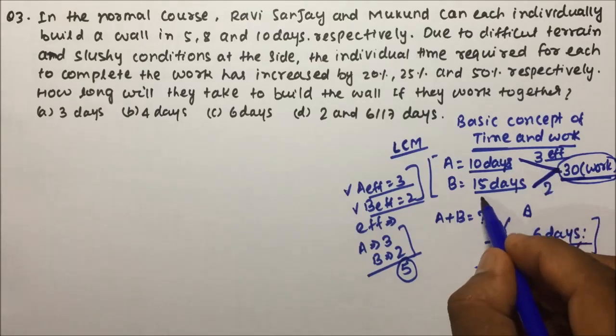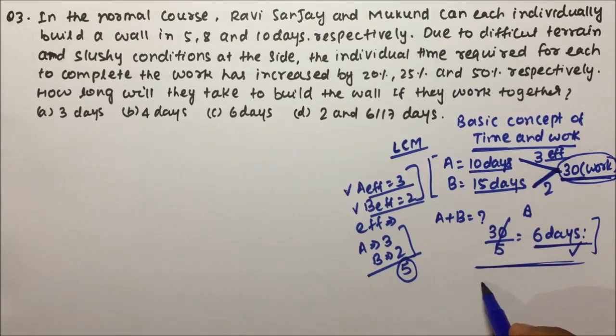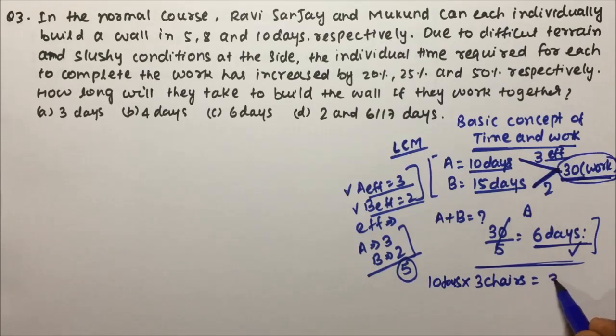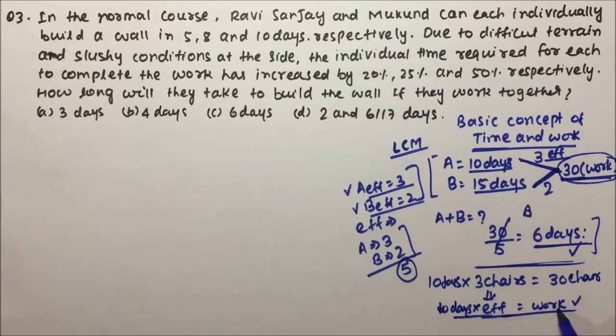Now you can see, suppose you can clean 3 chairs in a day, and if you are working for 10 days, then you will be able to clean 3 chairs in 10 days. Now friends, you are able to clean only 3 chairs, that is your efficiency. You are efficient to clean only 3 chairs, and you are working for 10 days. Then you are able to clean 30 chairs, which is the work. So days into efficiency will be equal to work.